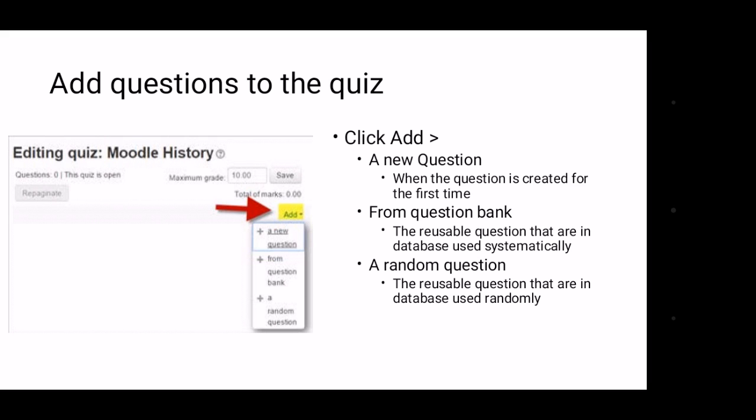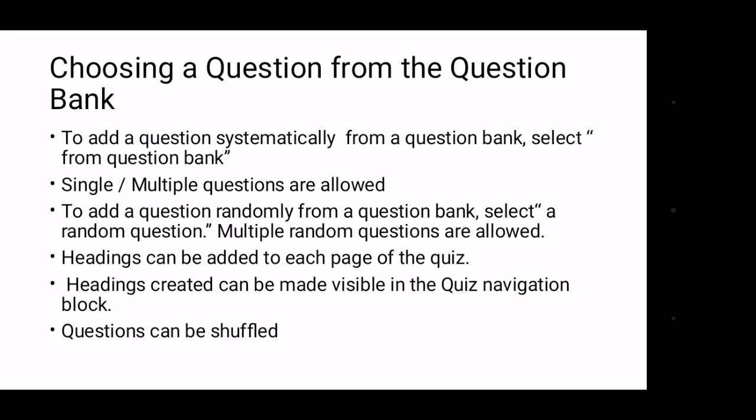And this can be done systematically or randomly based on the step. Choosing a question from the question bank. To add a question systematically from a question bank, select from question bank. Single or multiple questions are allowed. To add a question randomly from a question bank, select a random question. Multiple random questions are also allowed.